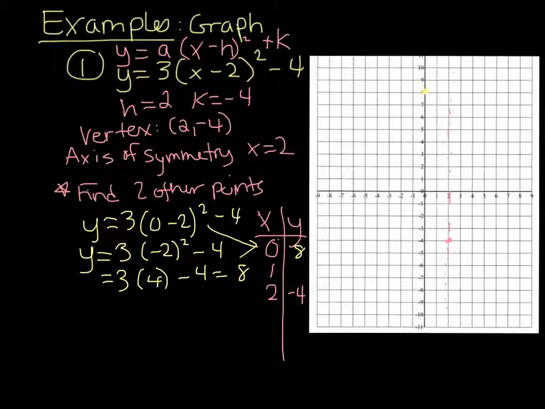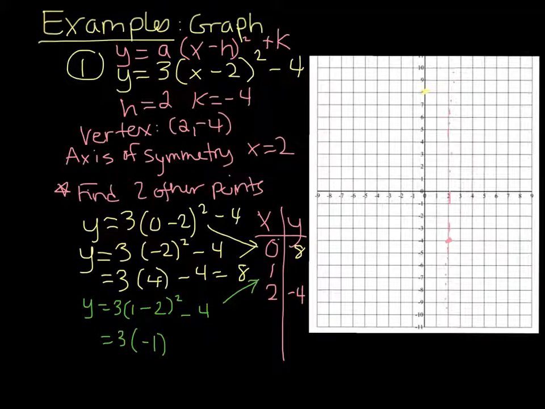The next one I'm going to do is x equals 1. So I'm going to substitute that into my original equation. So make sure that you follow the order of operations. You're going to do what's in the parentheses. 1 minus 2 is -1. (-1) squared is +1. You get 3 times 1, or just 3, minus 4. That gives you -1. So now I have a point at (1, -1).